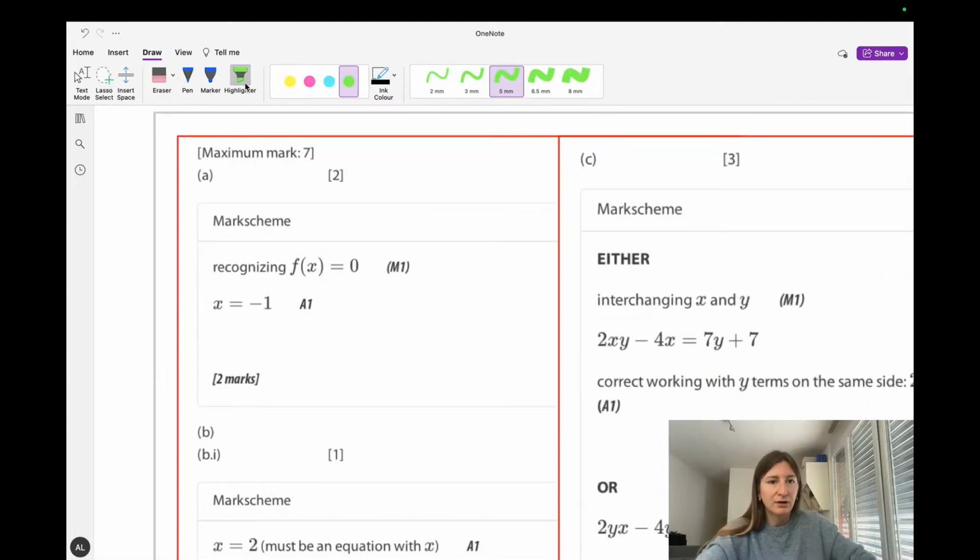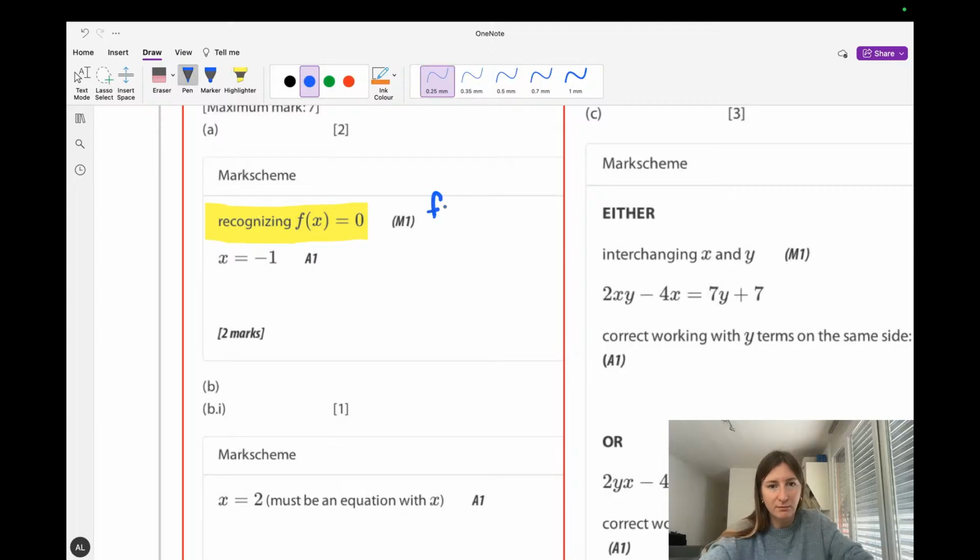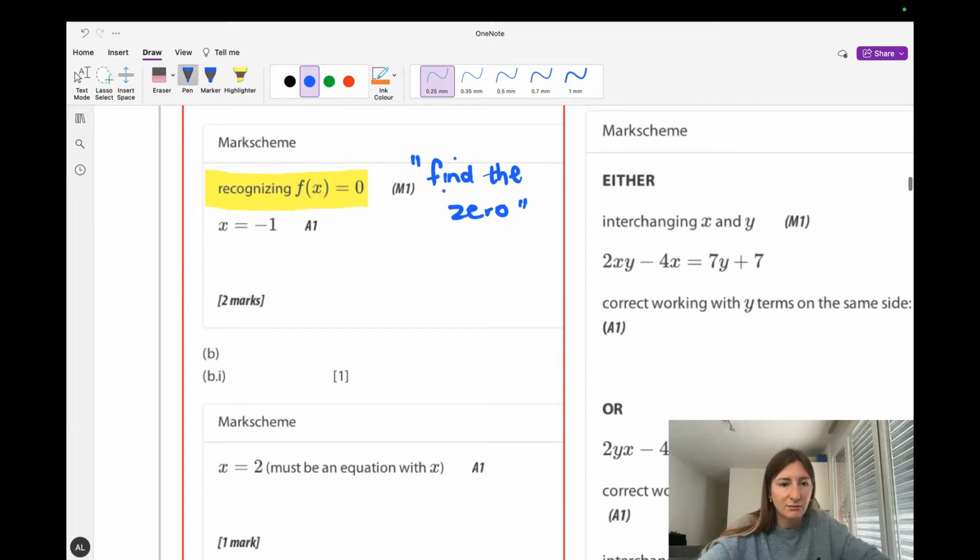So don't forget you're getting lots of method marks here for things like recognizing and attempting. So make sure that you're showing your working. Recognizing f of x equals 0 because that was the 0. Find the 0. That was the command term, find the 0. So they are wanting to check that you know that f of x equals 0 is what this little command means. And we got x equals minus 1.